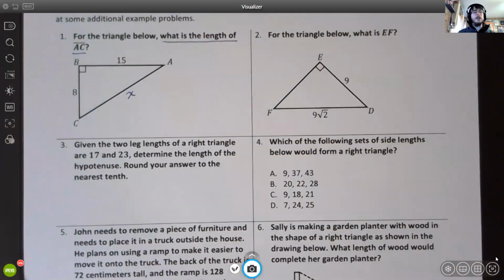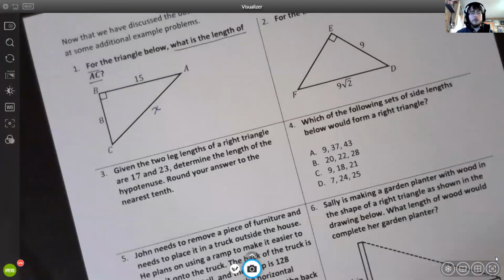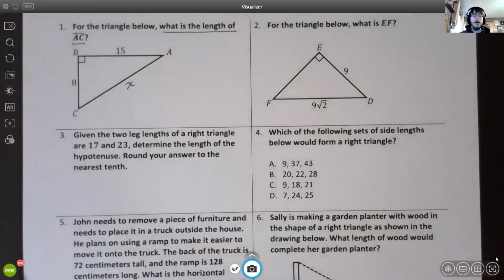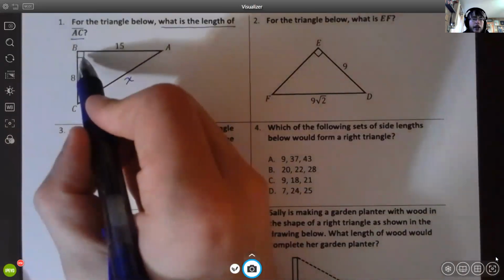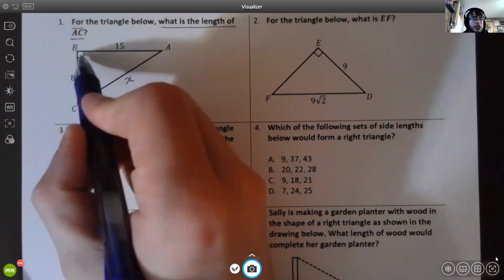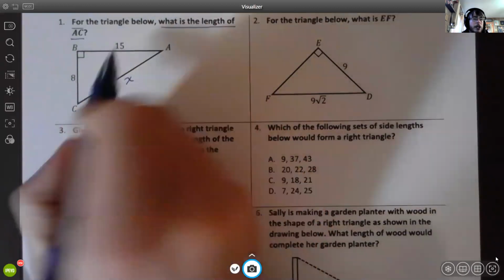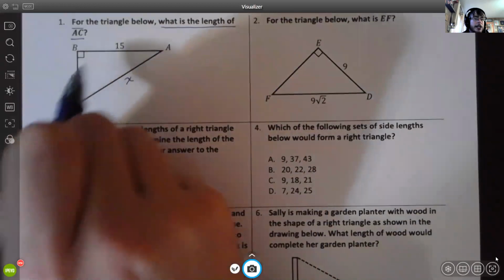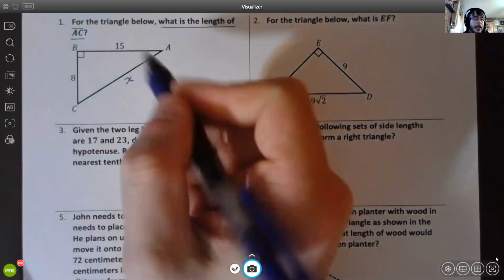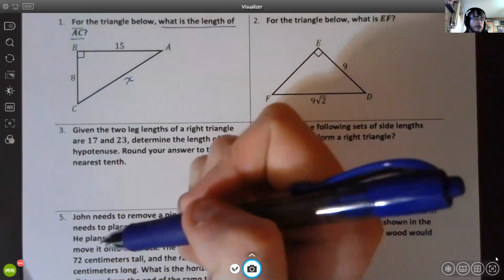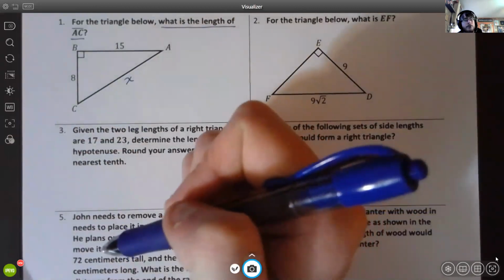Okay, now it says for the triangle below, what is the length? So we're trying to find the X that we've put on here, and specifically we have a right triangle, and we can tell by the corner marking, the little box in the corner at angle B. We know 2 of the other sides, so that means we can use the Pythagorean theorem. Remember, if you have a right triangle and 2 sides, you can find your third side.